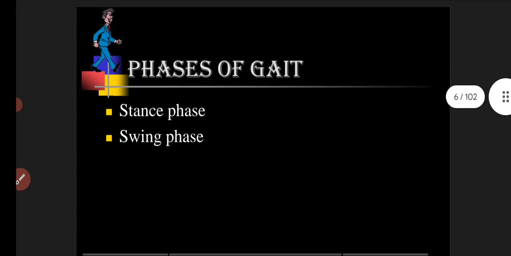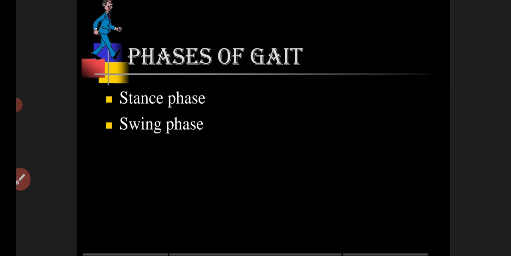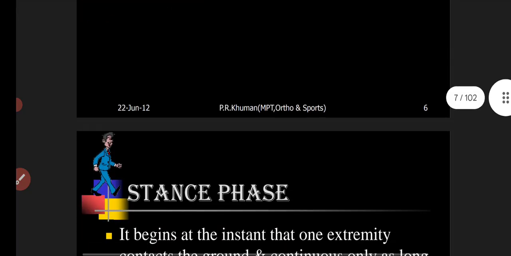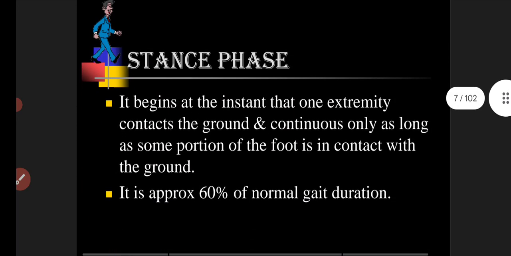Now we will study the kinematics of gait. In the kinematics of gait, there are two phases: one is the stance phase, and the second is the swing phase. Now the stance phase. It begins at the instant that one extremity, mainly the lower extremity, contacts the ground, and continues only as long as some portion of the foot is in contact with the ground.